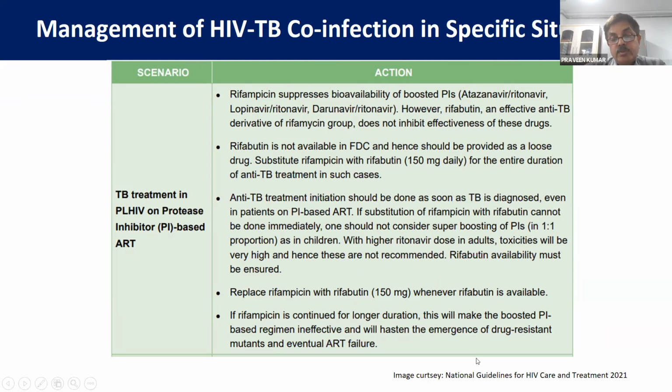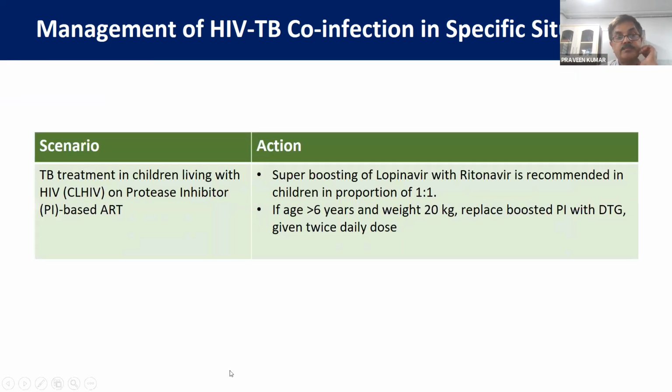And if rifampicin is continued for a longer duration because rifabutin is not available, then we have to take care and try to arrange it, because otherwise there is a possibility of drug resistant mutants. So that's the reason that for TB treatment in children living with HIV on protease inhibitor based ART, super boosting of lopinavir with ritonavir is recommended. And this is in the ratio of 1:1. If age is more than 6 years and weight is 20 kg, then as I have already discussed, in this case DTG may be used in a twice daily dose.